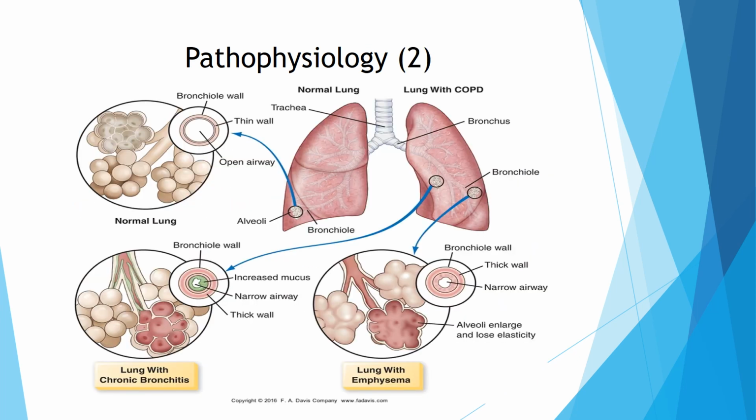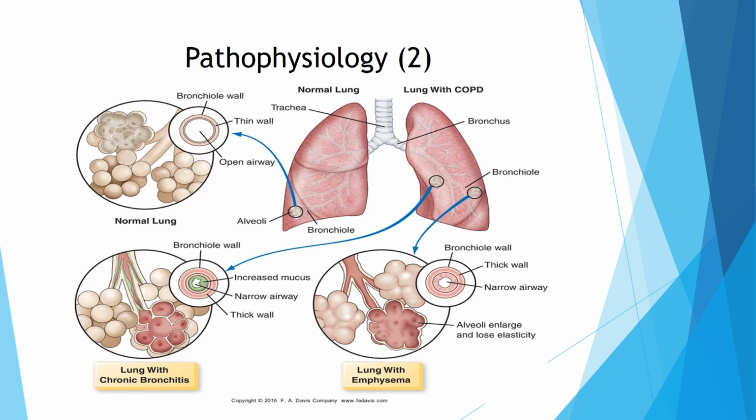So if you are looking at this slide, at the top left, you will see a normal lung. And you will be able to see the alveoli, and you can imagine how the gas exchange would be on a normal lung with no issues. So lower left is a lung with chronic bronchitis, and there you can see increased mucus, you can see the narrowing airway, you can see the thickened wall. So this has to do with the bronchial wall, the bronchioles that are leading to the alveoli.